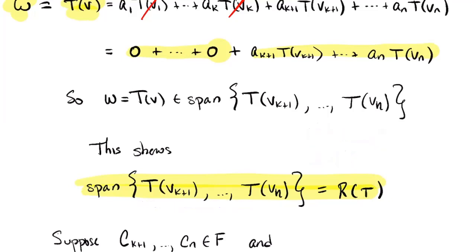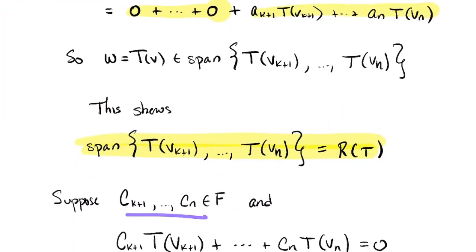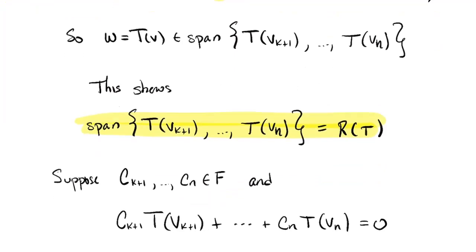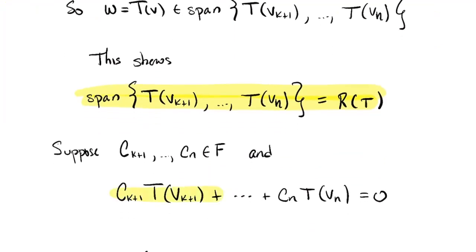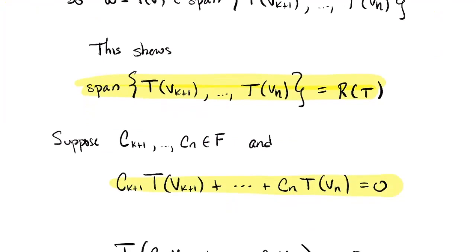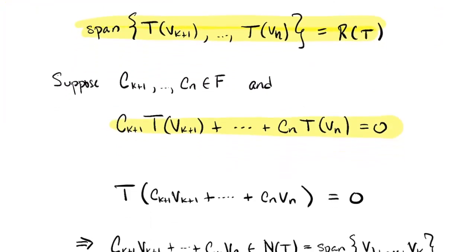Okay, so how am I going to show that? Suppose I take some scalars, c_{k+1} through c_n, and suppose a linear combination of those T's, T of the back half of beta, is 0. All right, so that's a typical way to show they're linearly independent. I want to try to convince you that all these c's had to be 0. Okay, well, using the linearity of T, I can certainly rewrite that former equation as T of this thing is 0.